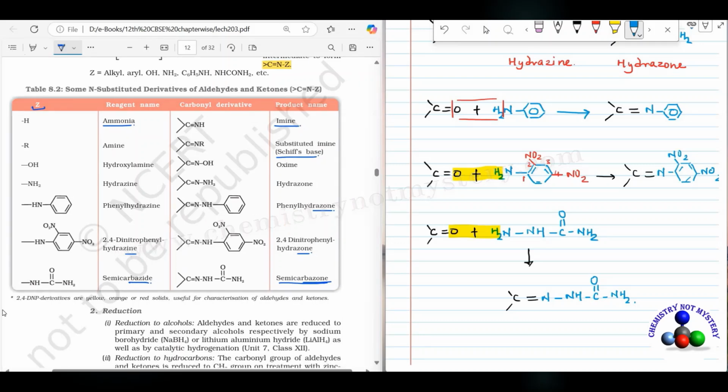Now let's read from the book. Here it is written, 2,4-DNP derivatives are yellow, orange or red solids, useful for the characterization of aldehyde and ketone. To differentiate between aldehyde and ketone, 2,4-DNP test is performed.